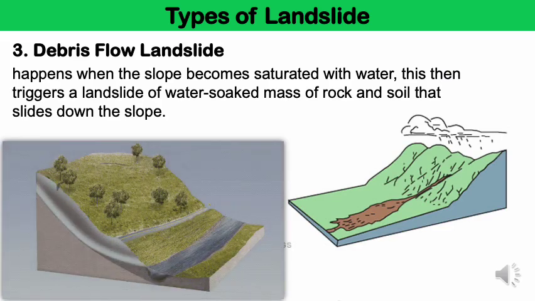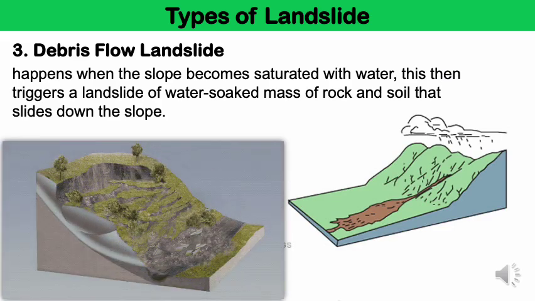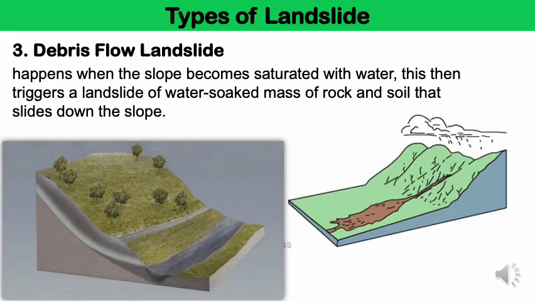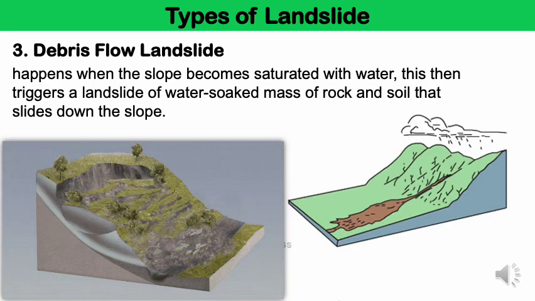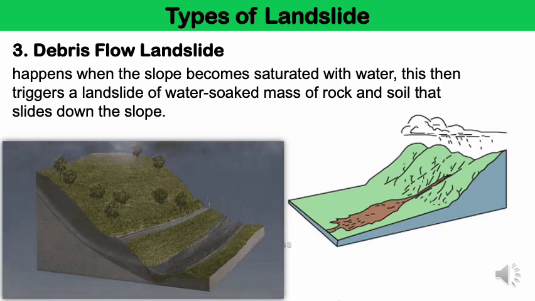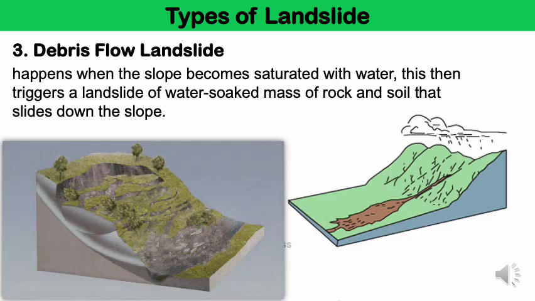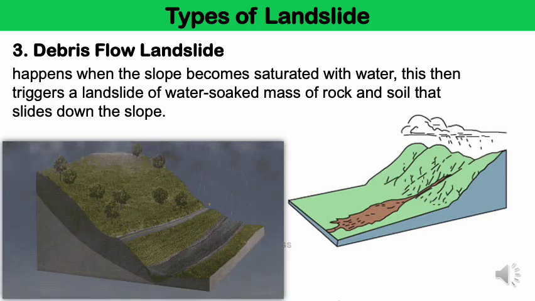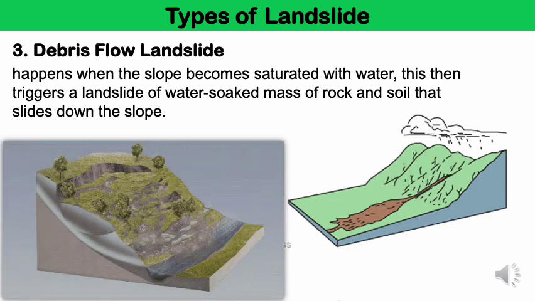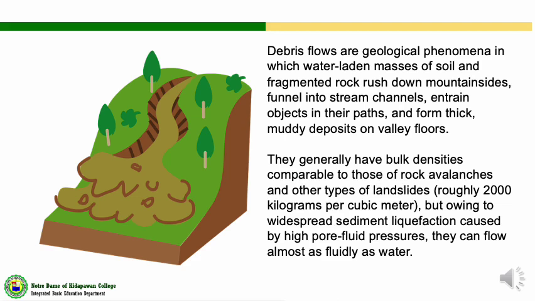The third type of landslide is called the debris flow landslide. This happens when the slope becomes saturated with water. This then triggers a landslide of water-soaked mass of rock and soil that slides down the slope, as being simulated by the file included in this slide. Furthermore, debris flows are geological phenomena in which water-laden masses of soil and fragmented rocks rush down mountain sides, funnel into the stream channels, entrain objects in their paths, and form thick and muddy deposits on valley floors.